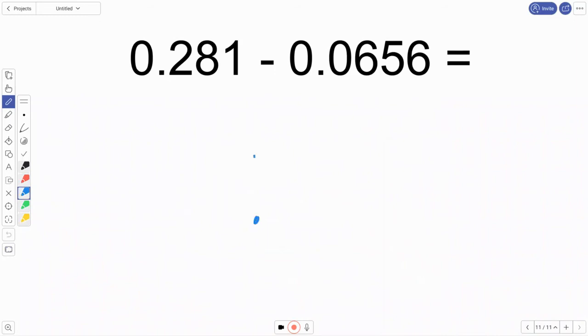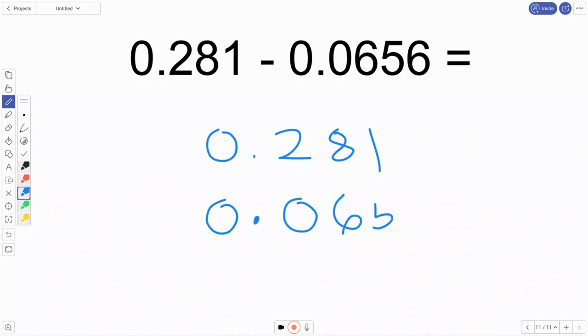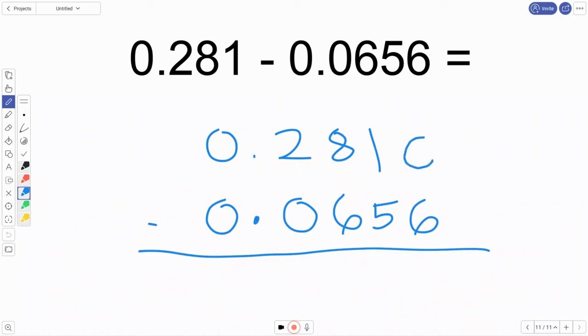All right, let's do one more. Put that anchor in there, that decimal point, 0.281. The other number is 0.0656. Once again, if there's a blank spot, we treat it as a 0. And with subtracting, I would very much suggest filling those zeros in. Okay? Can't take 0 minus 6, so I have to do a little bit of borrowing.